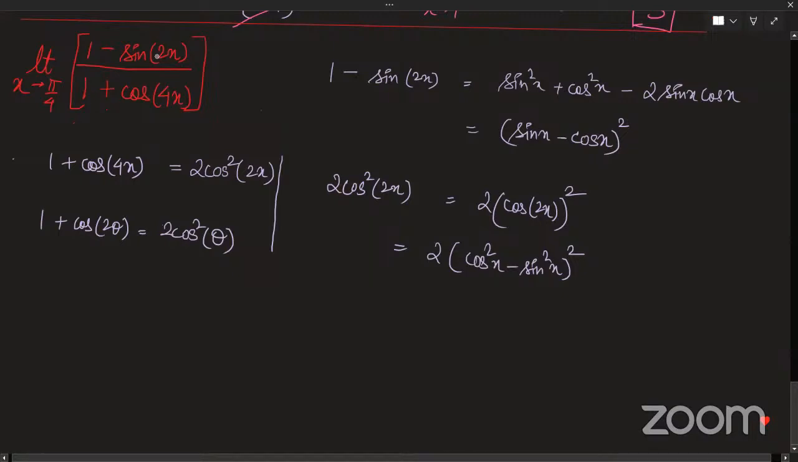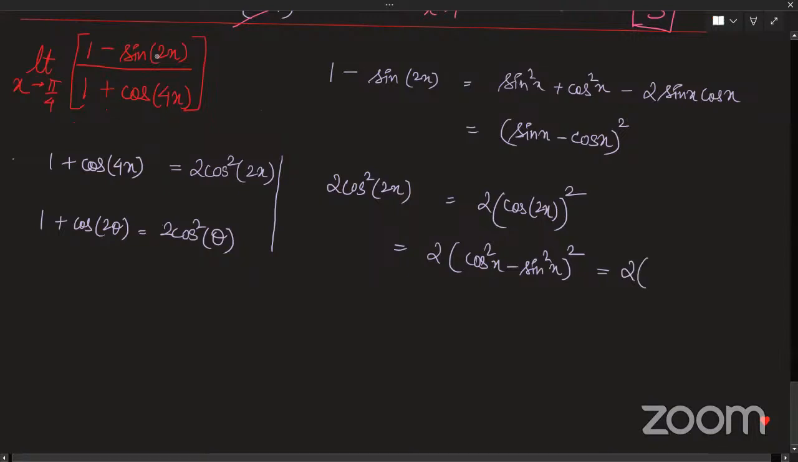Everyone knows this, right? Trigonometry, class 11th, completed 2 or 3 weeks before, I guess. Okay. So now you have cos square minus sine square. How do you write a square minus b square? A square minus b square is a plus b into a minus b.